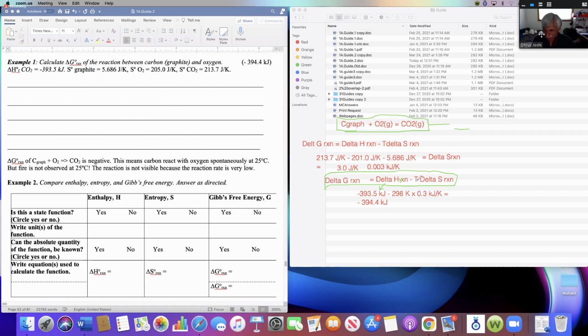And then we multiply that by T delta S. We have that, and this is delta G. That all makes sense now. Thank you. Oh, you're welcome.